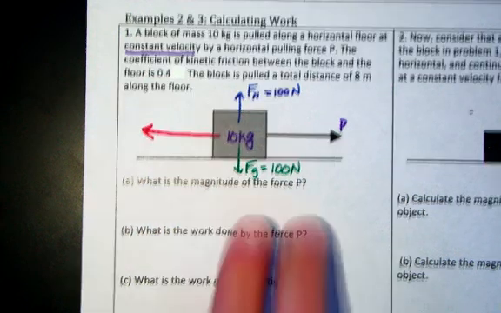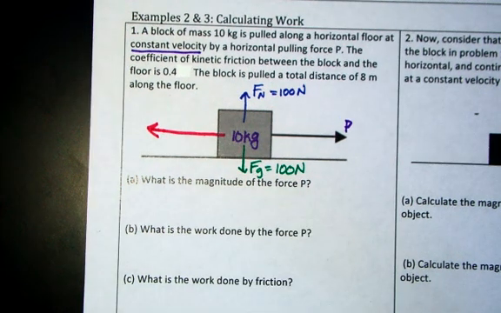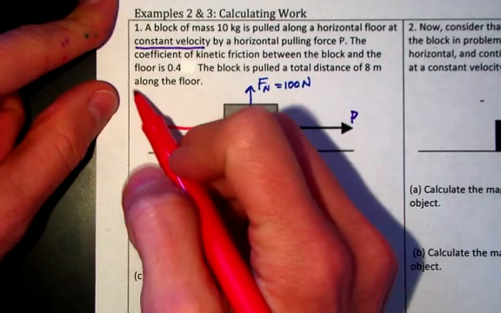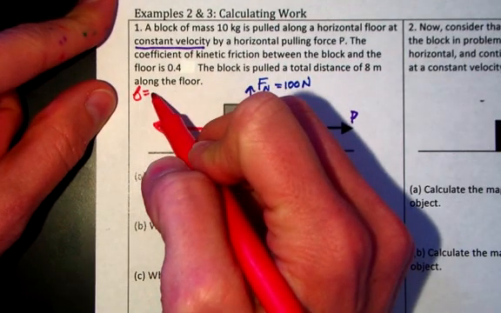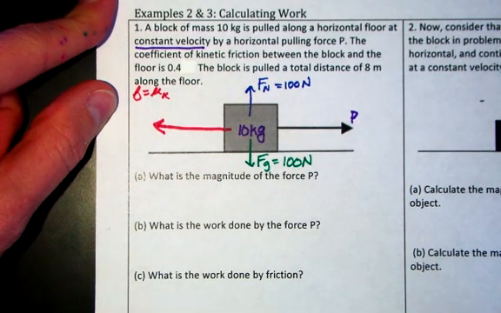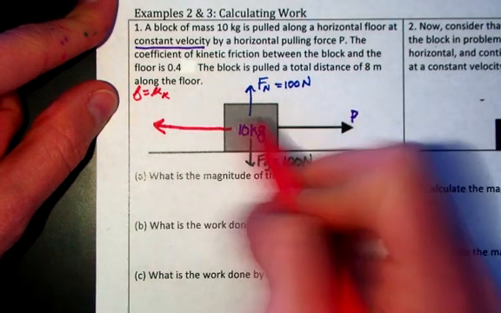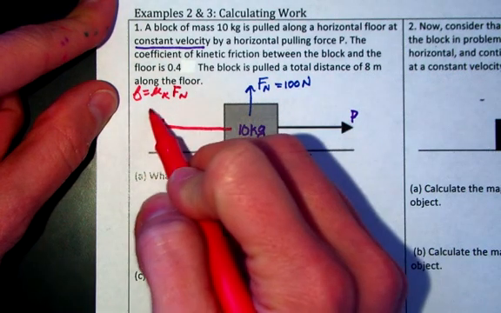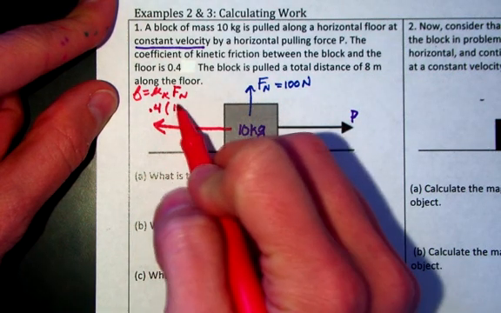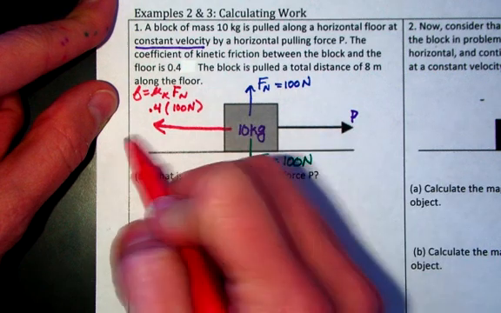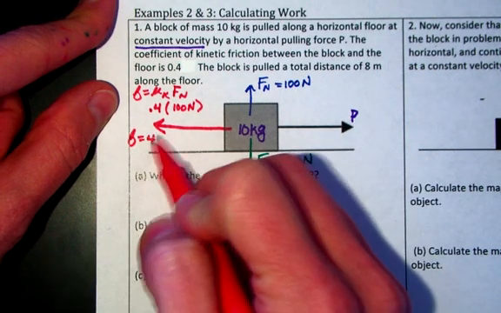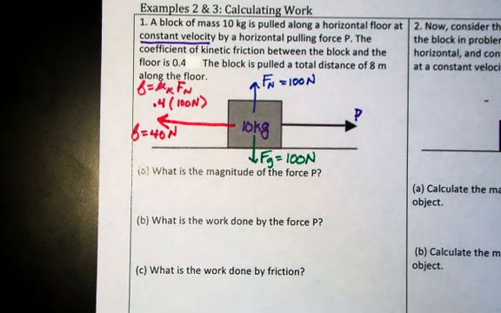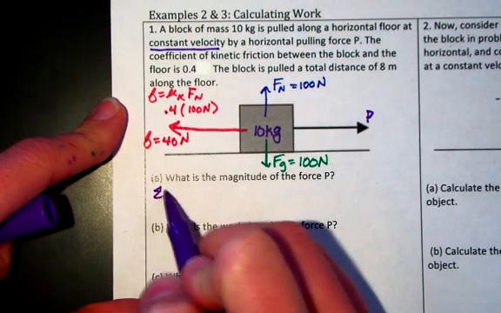So we want to know what the pulling force, P, is, and we know friction is the same size. So let's figure out our friction. I heard somebody shout out before, friction is our coefficient of kinetic friction, because we're going to be in motion, times the normal force. So that's going to be 0.4 times 100 newtons. And so what is our friction force? 40 newtons.